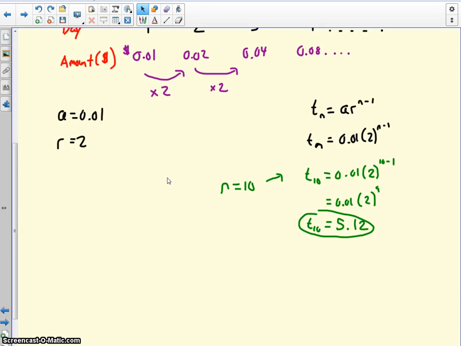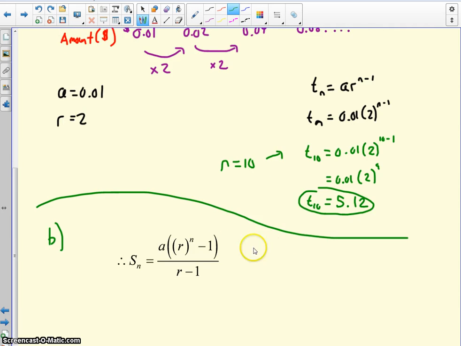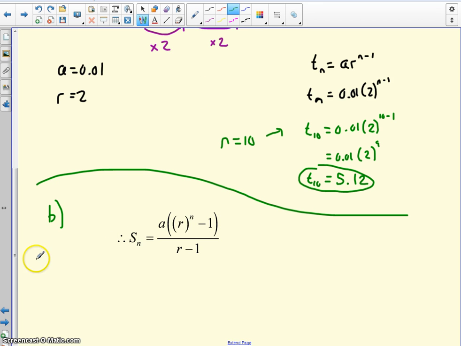So let's get that series formula up. Let's put in everything I know. So I want the sum of the first 30 days, so my a is still 0.01, my r is still 2, but it's over 30 days. So let's put it in and see what we get.